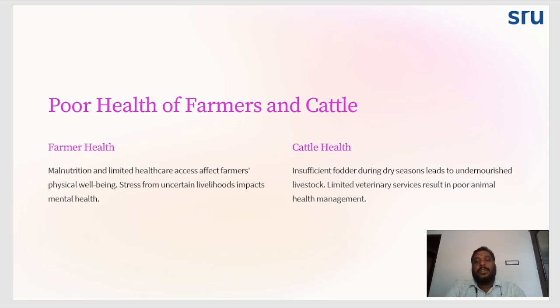Not only this, but the availability of limited veterinary services also affects the health management of the cattle, which in turn affects the financial and economic status of the farmer. So that's how it plays a key role. That's how the poor health of farmers and cattle is one of the important characteristics of rain-fed agriculture.